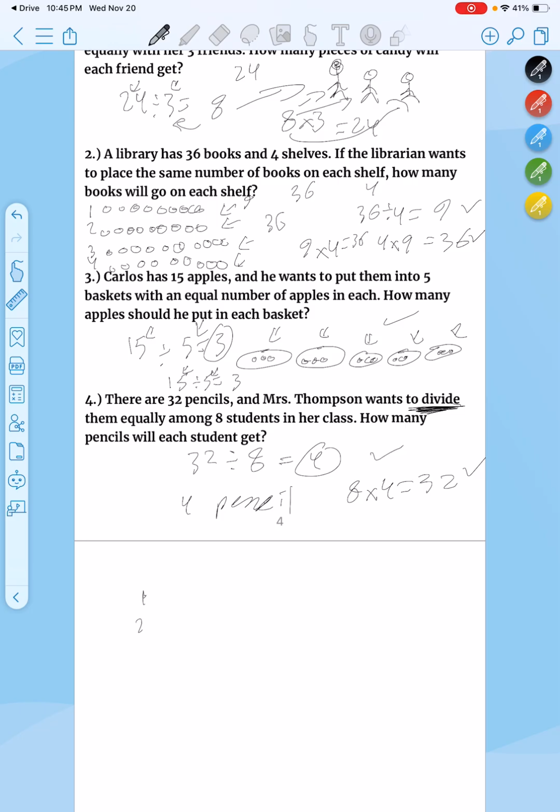Or we could do the row method, or we could do the new method I just showed you guys up here, which would be like 8 circles, and you put 4 in each and then add them up, which would get you 32.